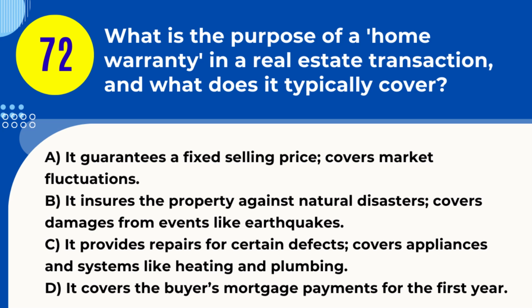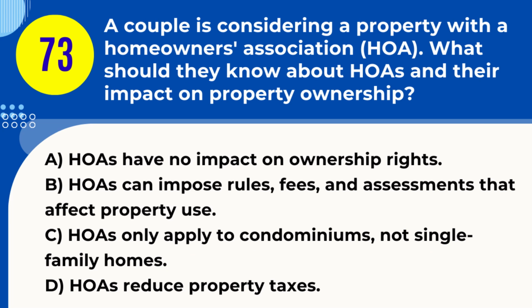Answer: C. It provides repairs for certain defects, covers appliances and systems like heating and plumbing. Explanation: A home warranty typically covers the repair or replacement of home systems and appliances that break down due to normal wear and tear.